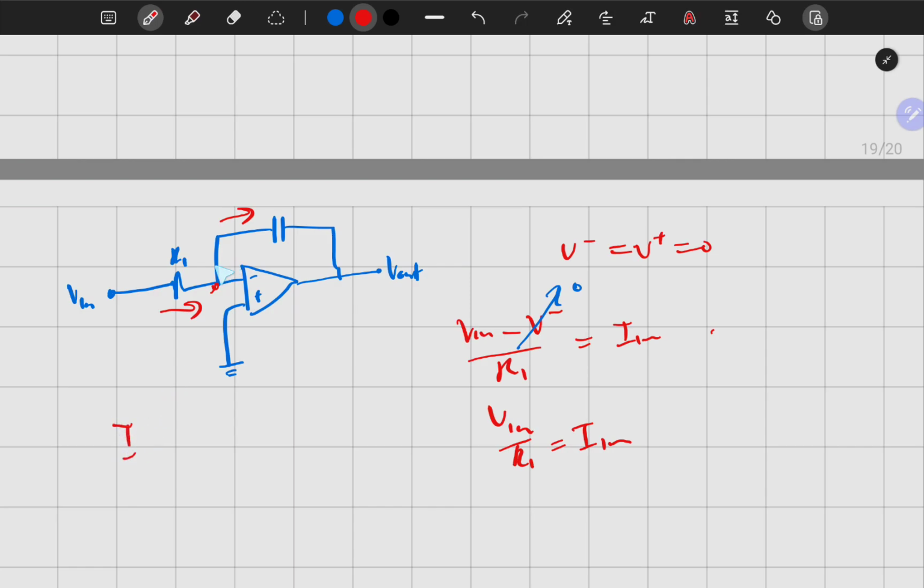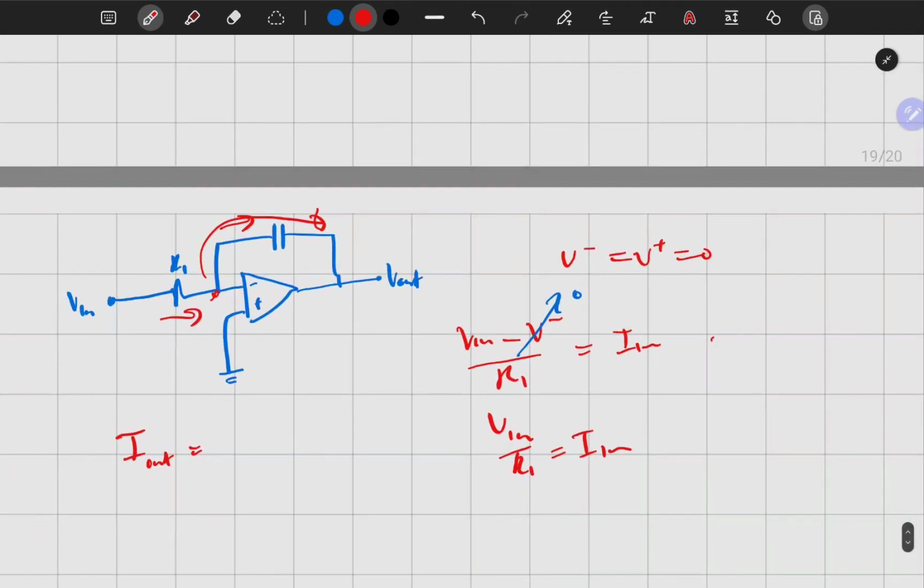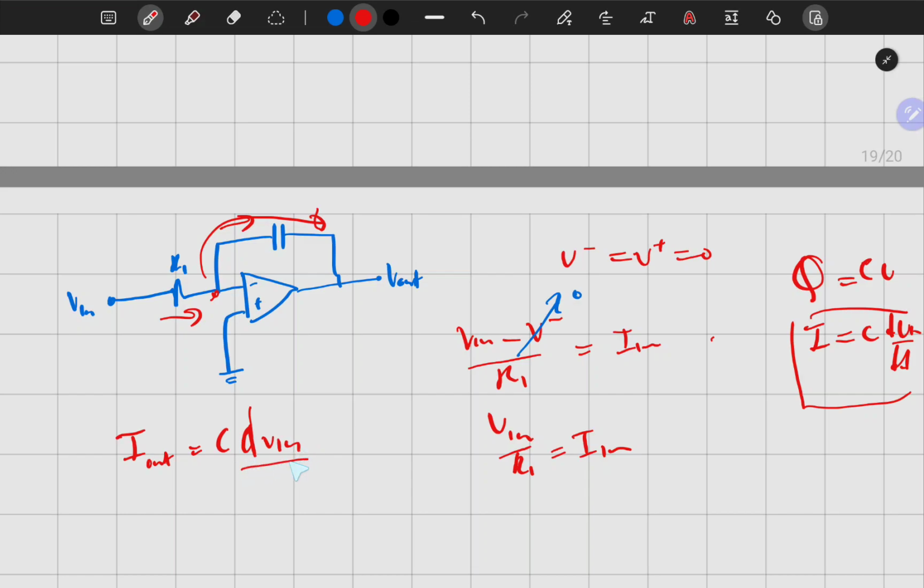So let's look at current going out. Current going out here is actually the current in the capacitor, and we did talk about how we get the current in the capacitor. We had Q is equal to CV, and then we'll have current is equal to C dV all over dt, and then this is our current, and you can just copy it here, dV all over dt. But now our dV is what is that one?